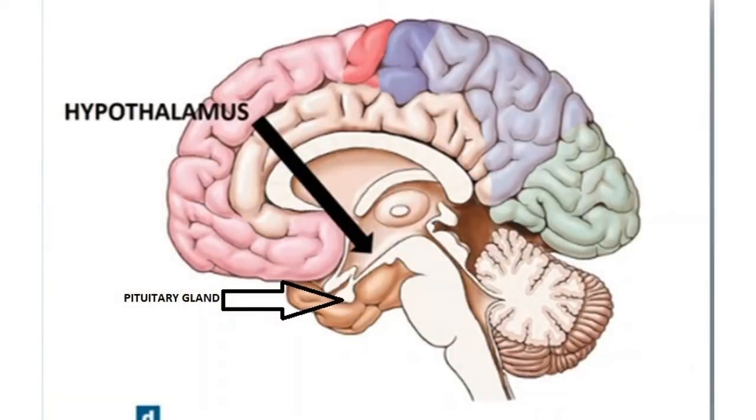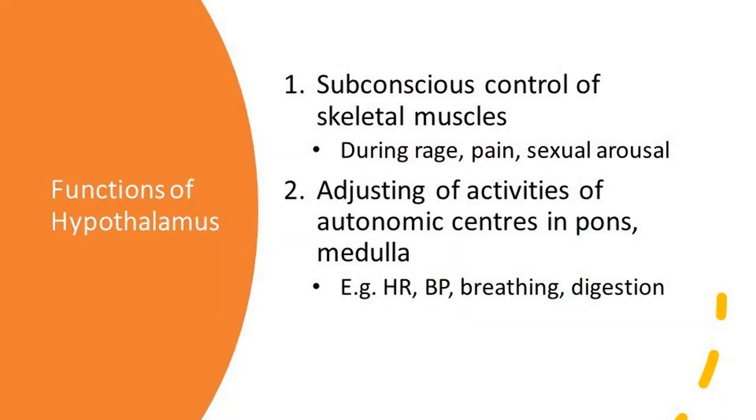So in this diagram you can see the hypothalamus. The arrow is pointing towards the hypothalamus, and you can also see the pituitary gland. But we will cover pituitary gland in endocrine system. Functions of hypothalamus. The first is subconscious control of skeletal muscles during various emotions such as rage, pain, sexual arousal. Adjusting the activities of autonomic centers in pons and medulla. So pons and medulla we will be looking at in another video.